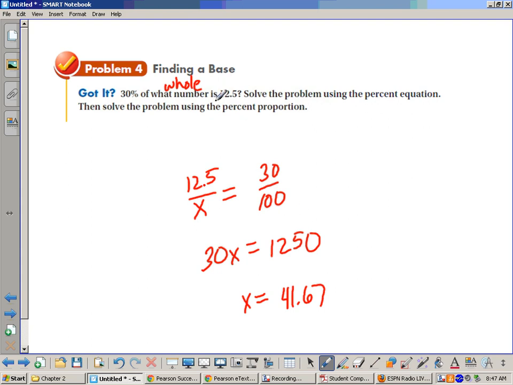Since we started with decimals, we can accept a decimal. But if you guys remember, that really is going to be 41 and 2/3 if we were dealing with fractions. 0.666 is just a repeating decimal for 2/3. That's just an example of how you're going to find a different missing part.